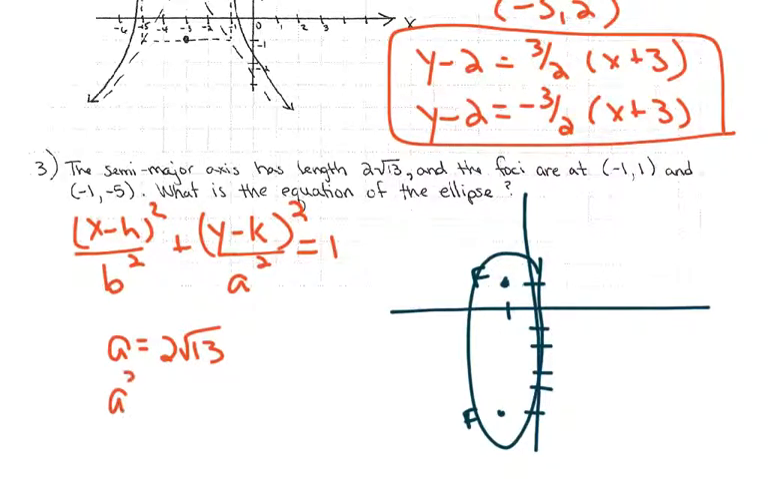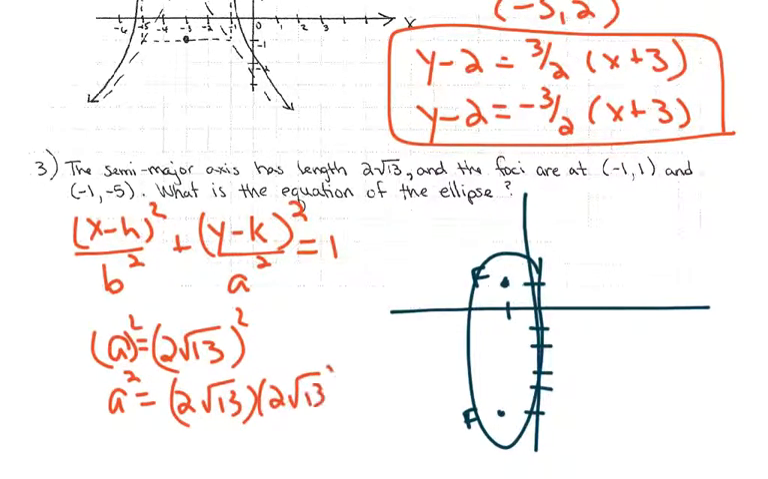That means a squared, which you get when you square this, is going to be 4 times 13, which is 52. So I know a squared is 52. I can find the center either by counting tick marks on this little picture or by using the midpoint, because the foci are equidistant from the center. Well, I can tell by counting tick marks that my center is going to be here at -1, -2.